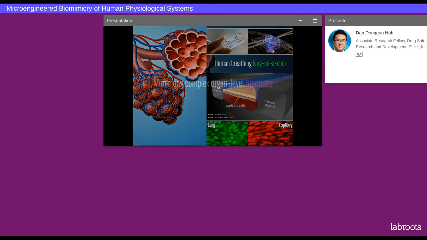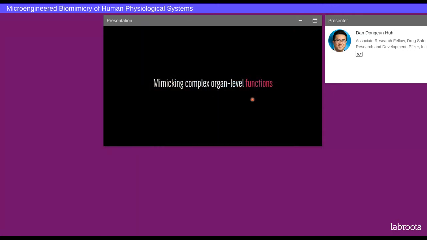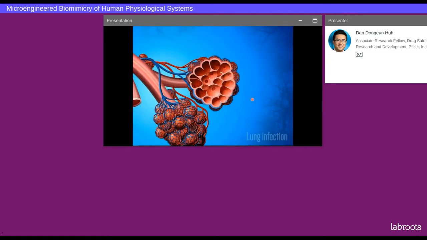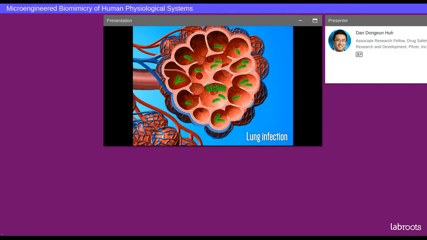So we can use these kinds of systems to mimic the structural organization of multiple tissue types in the functional unit of the target organ. But what's more interesting and exciting is that by having these multiple cell types and tissue types talk to each other, we can start thinking about mimicking more complex, integrated organ-level functions and responses. So to help you better understand what I'm talking about here, let's actually think about lung infection as an example.